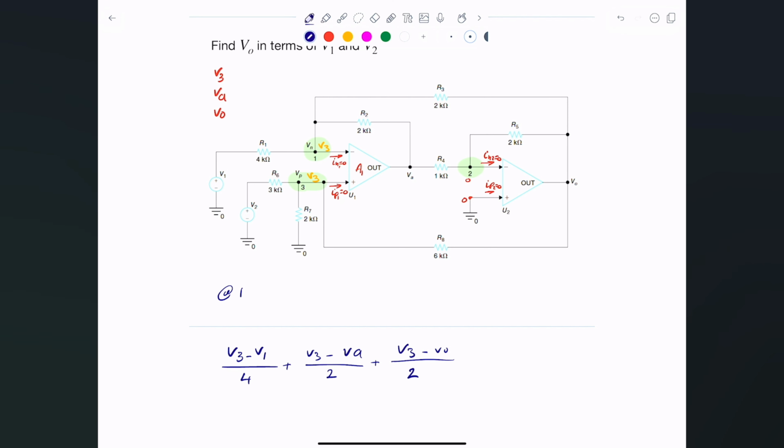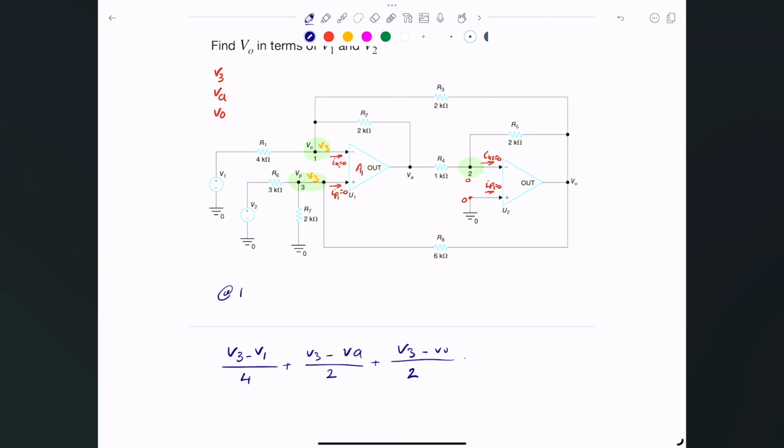Just to make sure that you understand the last one: this is the first current, and then the second current is the current from here to here. It's this current in here. And the last one is between this, which is across the R3, and this one here is the same as the V naught, and that's what we have in here.